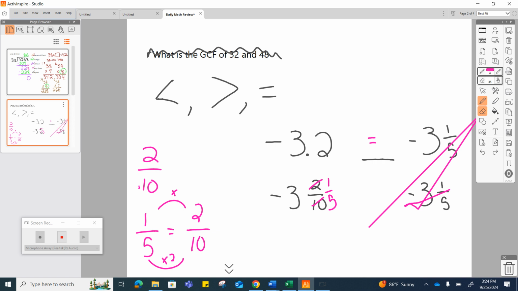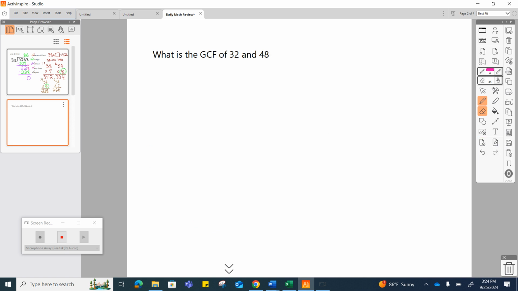Let's just clear all these annotations. Let's say that you were like, Mrs. Falk, I do not know what just happened there. And I had negative 3.2.